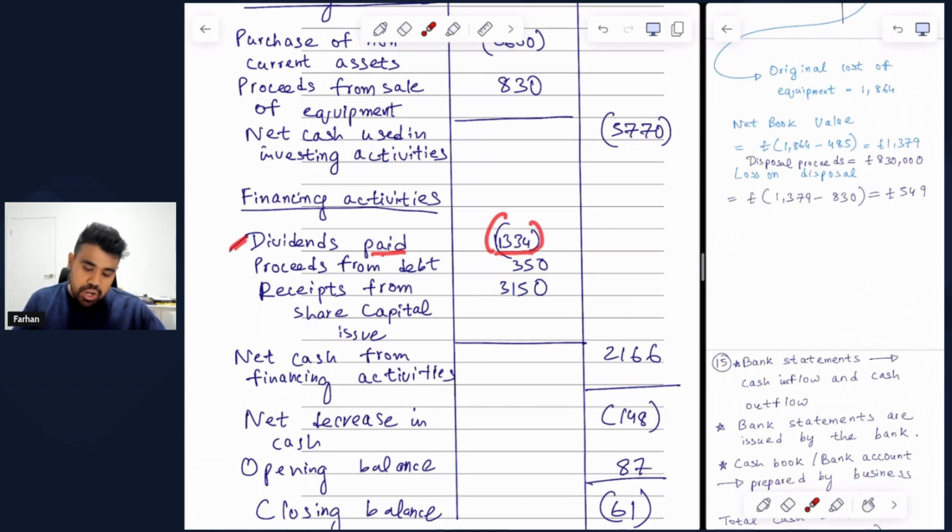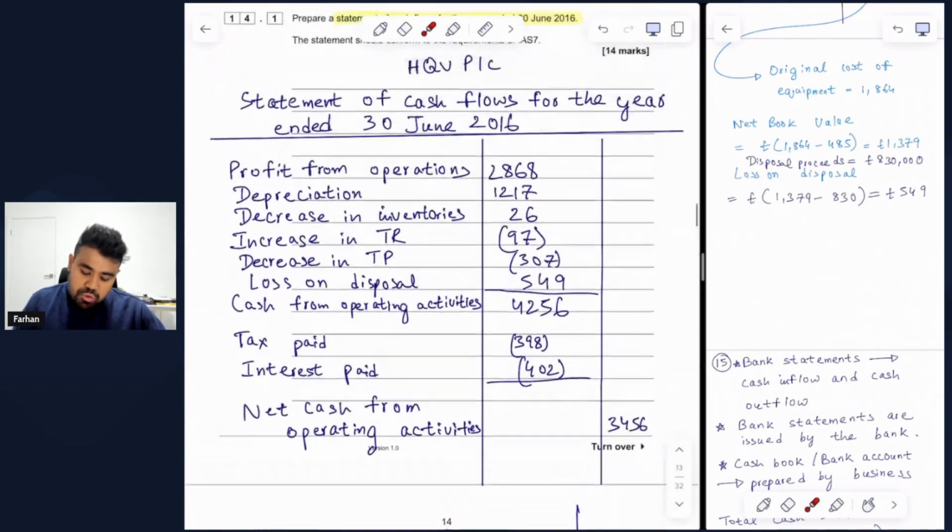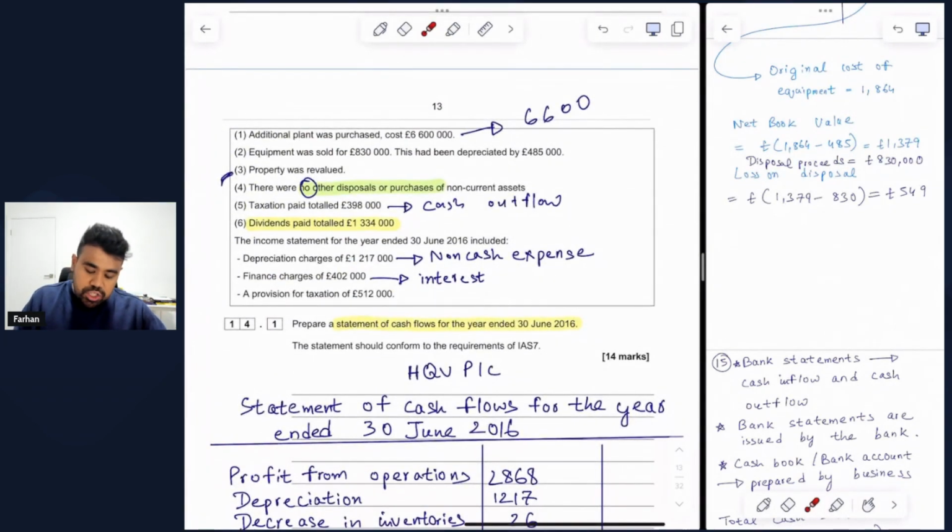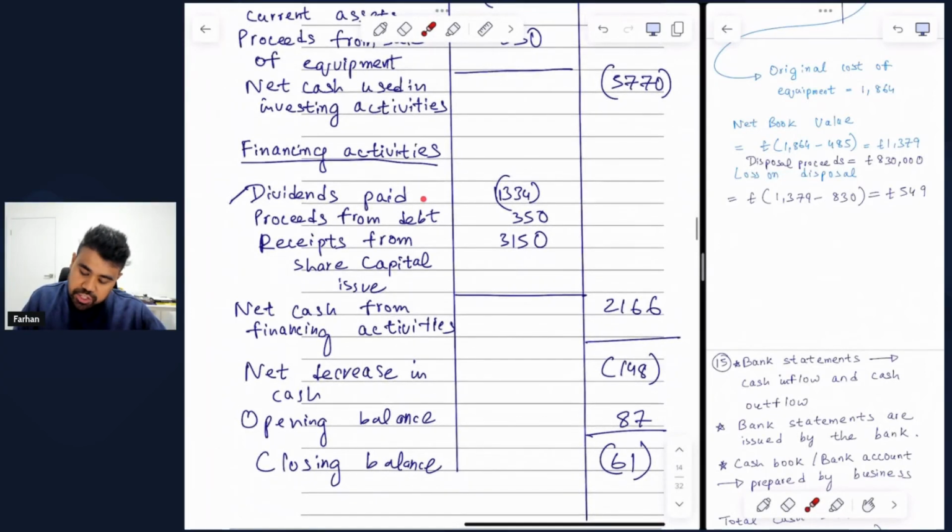So where did I get this information from? If you remember, when we prepared the retained earnings account, we got the information for dividends from point number 6, which explicitly mentions the word paid, and that refers to a cash outflow, and the amount in this case is £1,334,000, which can be standardized as 1334. So that is what we have included here under the financing activities section to begin with as a negative number. Then I have written proceeds from debt of £350. Proceeds from debt obviously refers to cash inflow, more cash coming in from debt.